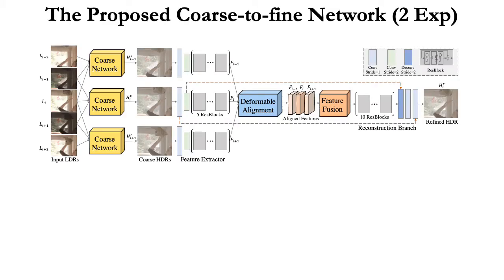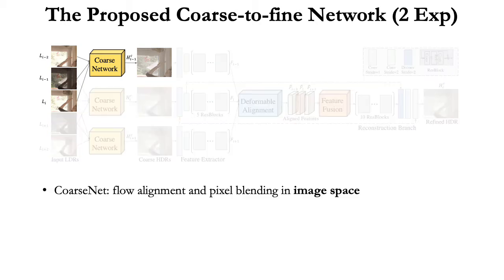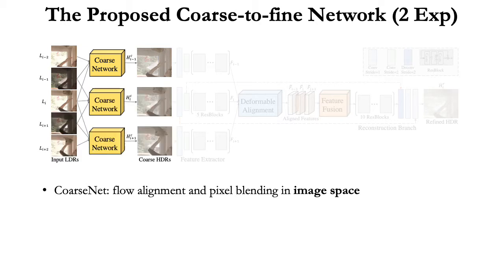We first introduce the network architecture of our method. Our method contains two stages, and we take a two-exposure scene to illustrate it. The first stage, called CoarseNet, performs alignment and fusion in image space. It takes 3 low dynamic range images as input to estimate the coarse HDR image. Given 5 sequential images, CoarseNet can reconstruct HDRs of the middle 3 frames.